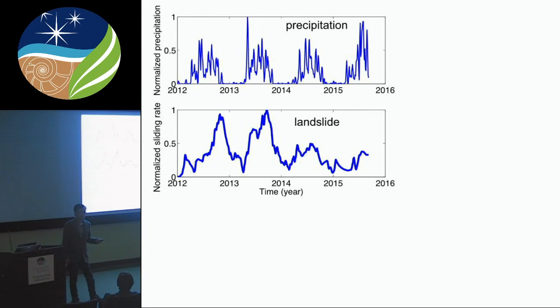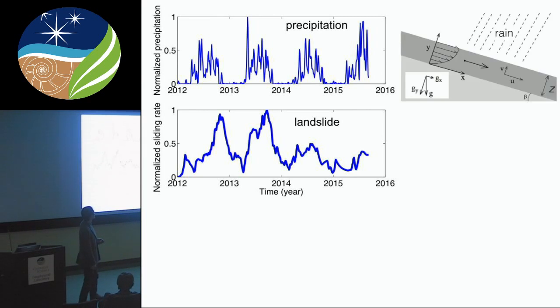So that gives us a hint that if we can understand this process very well, maybe in the future we are able to send out a warning if there's a precipitation rate higher than the threshold, then we can warn a town and evacuate people. So that's sort of a long-term goal for this work. So for a short term, we are trying to just explain why there's a lag.